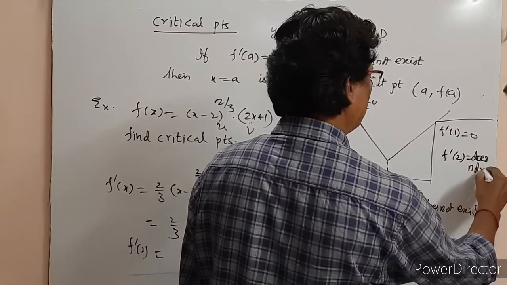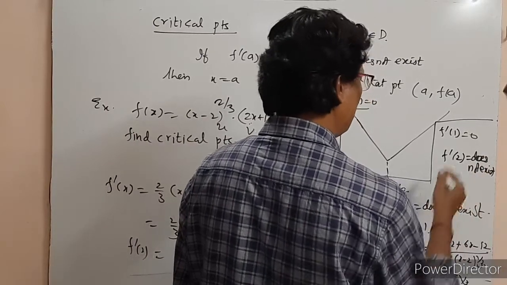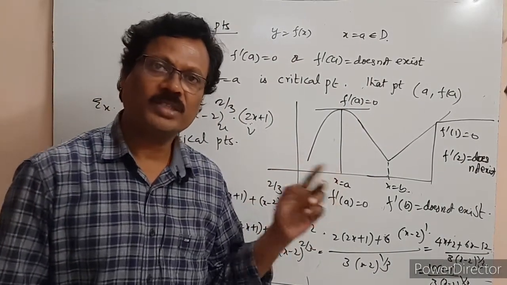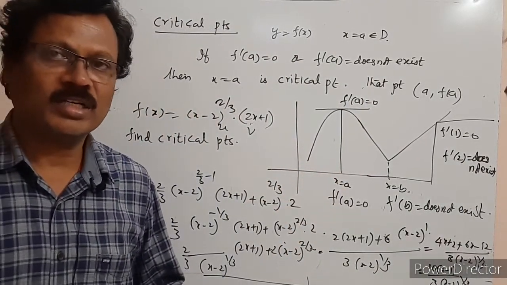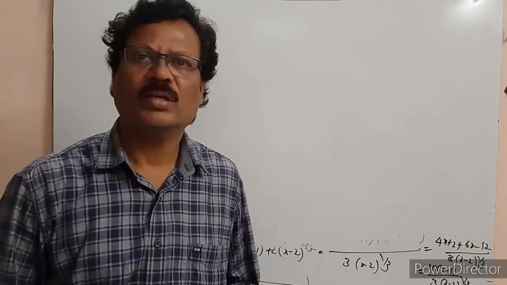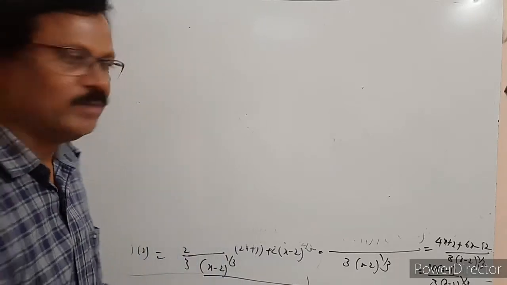Does not exist. Therefore, which are the critical points? x equal to 1 is a critical point, x equal to 2 is also another critical point. Critical points are x equal to 1 and 2. Now, let us see one problem.